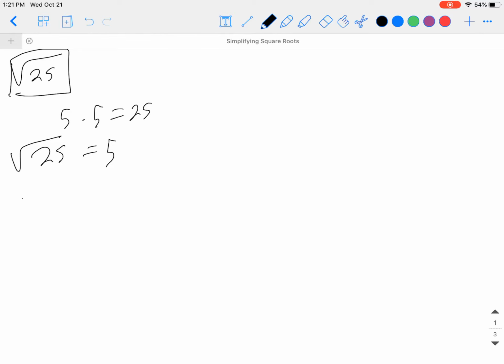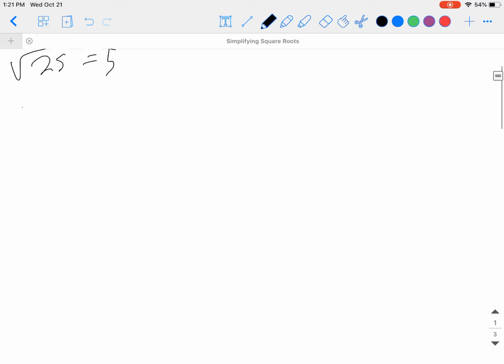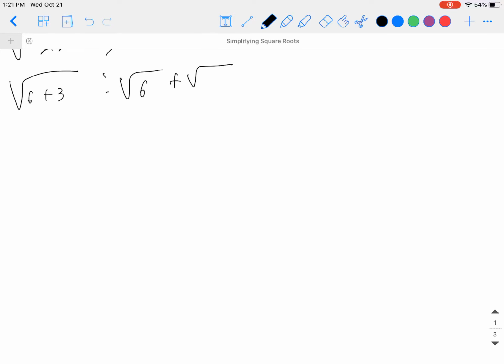So, what if we have different operations in the square roots, like addition and subtraction? If we have, say, the square root of 6 plus 3, you might be tempted to do the square root of 6 plus the square root of 3. However, this is not allowed. When we have addition or subtraction inside the square root, we must first perform the operation. So we must do 6 plus 3 equals 9, the square root of 9, which is equal to 3.